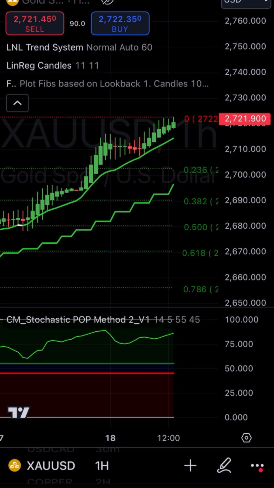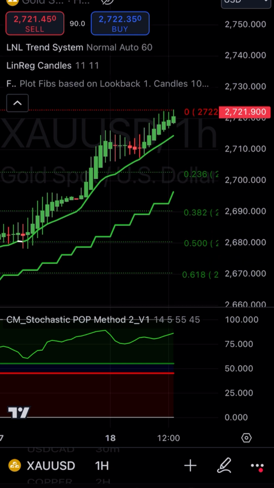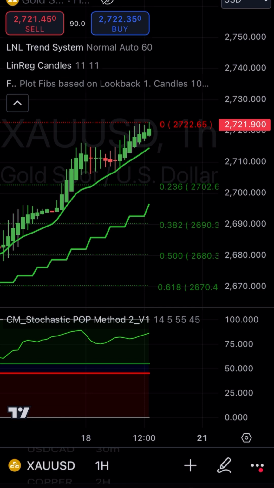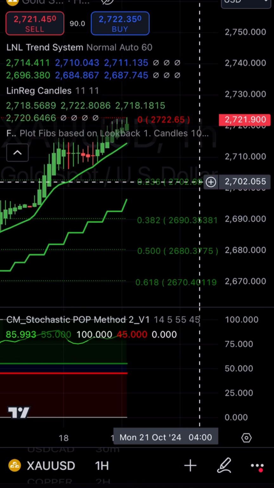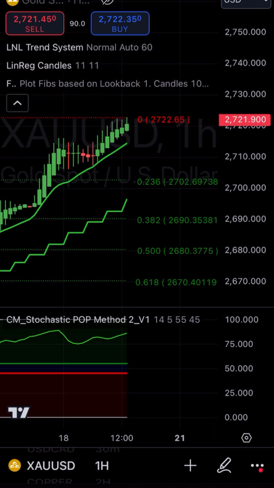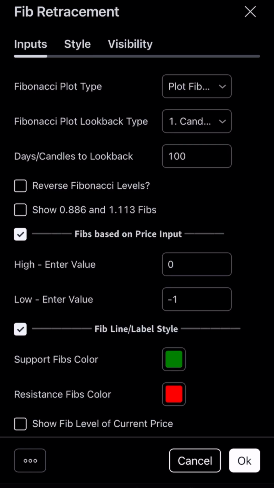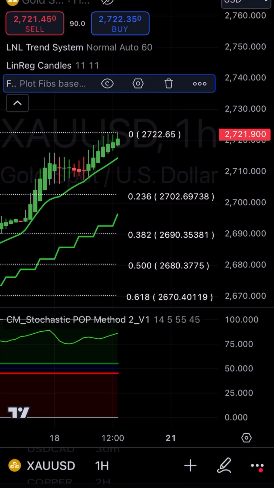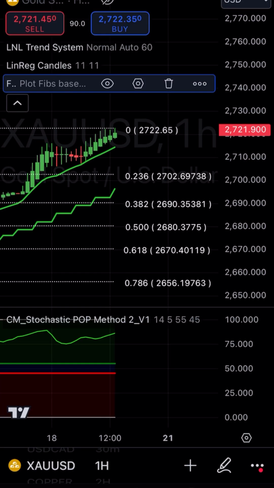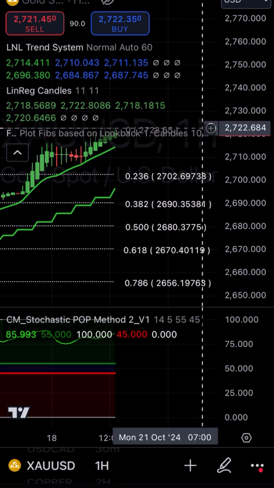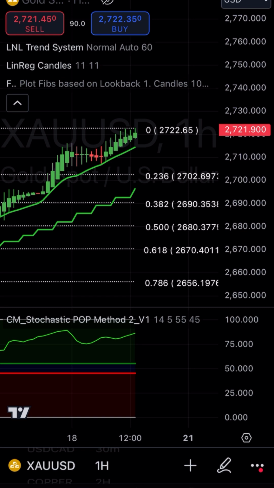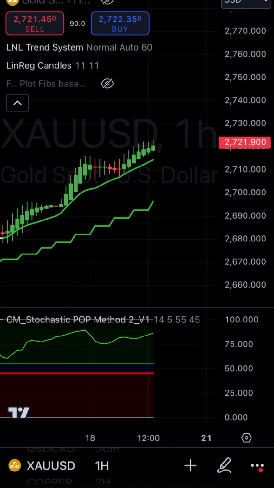Once you look at your simple Fibonacci, you just want to get a good idea of where the support and resistance levels are. On gold here, another thing on the Fibonacci is I'll change the colors to white so I can see it easier. You basically want to take note of where it could possibly bounce down and where it could possibly bounce up from. That's what you want to get from the simple Fibonacci. I turn that on and off.